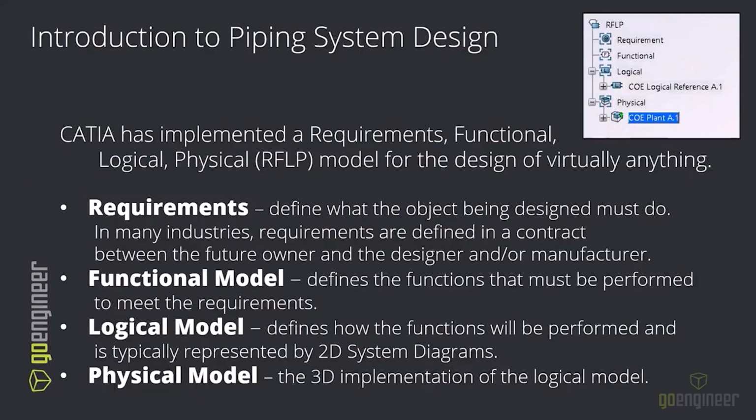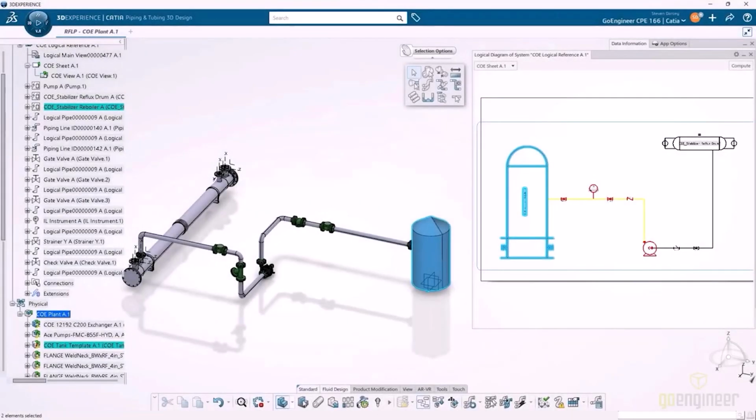So on to the introduction to piping system design. CATIA does something a little bit creative in that they're capturing the requirement, functional, logical, and physical aspects of the entire system. And we call that RFLP for short. For the most part, we're just going to stick with the logical and physical part of the model. Here you can see the logical and physical models. You can create links between the schematic symbols and 3D parts for a seamless integration.